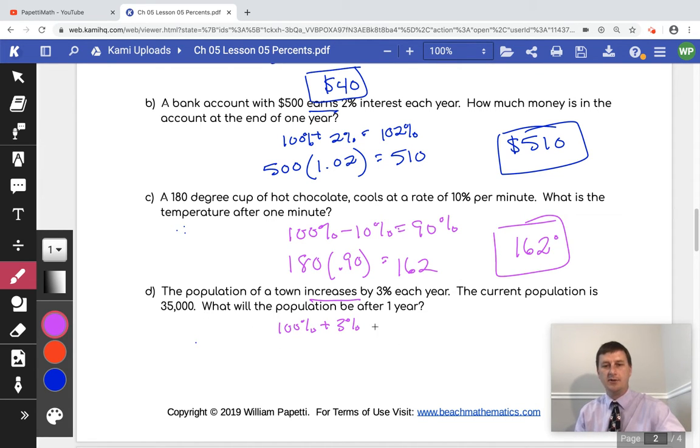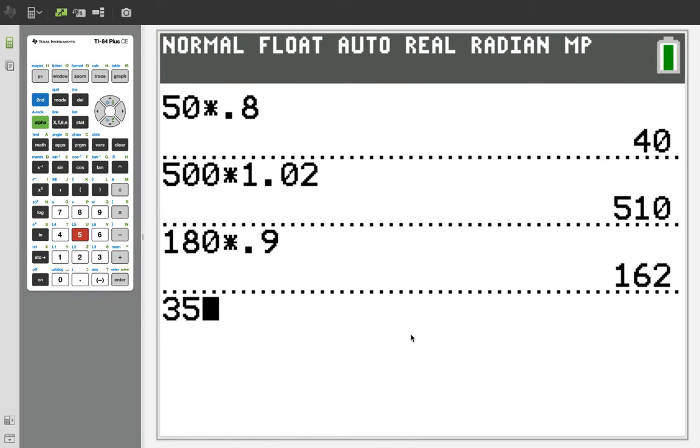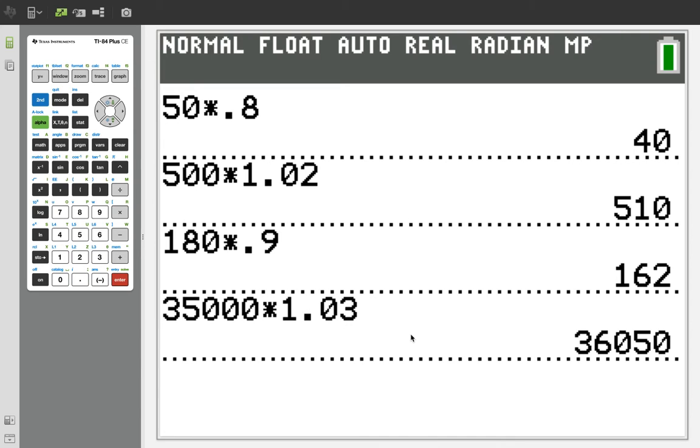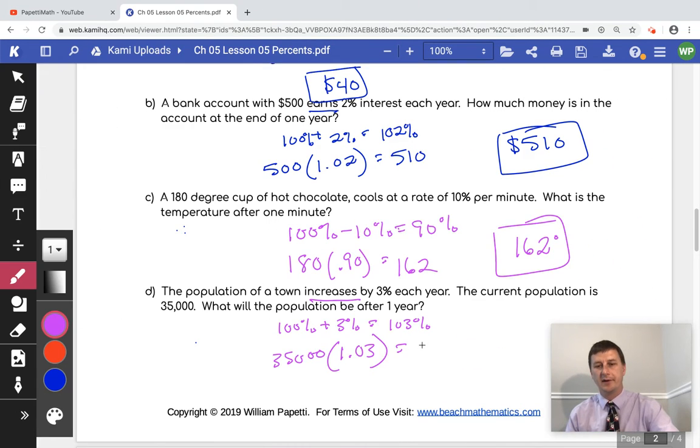So we have 100 plus 3%, which is going to be 103%, which we know as a decimal would be 1.03. And we're going to take that 1.03 and multiply it by our starting population, just as we've been doing with all of our other starting amounts. And when we multiply 35,000 times 1.03, we're going to get 36,050. 36,050 is going to be the population after 1 year.